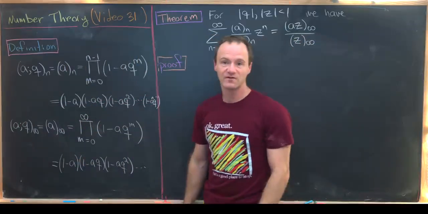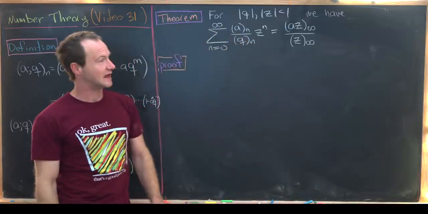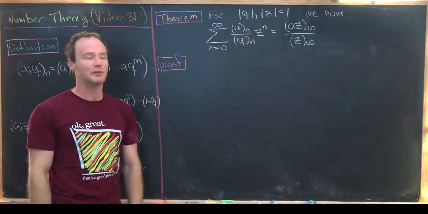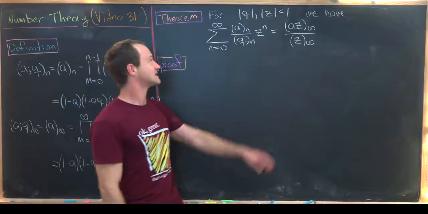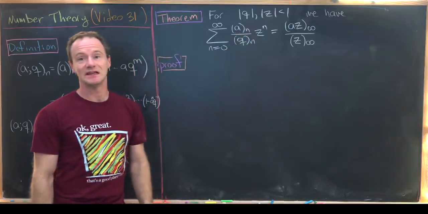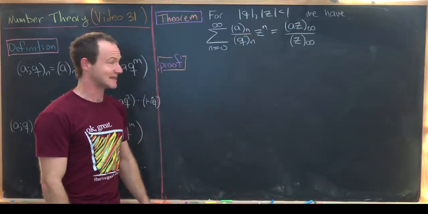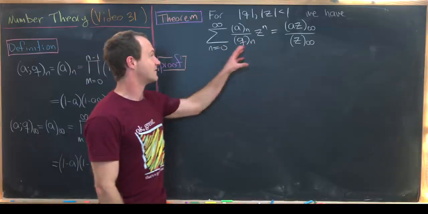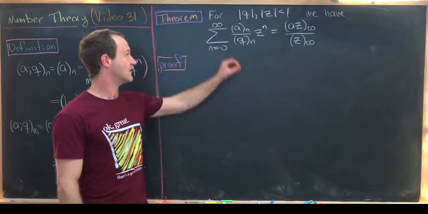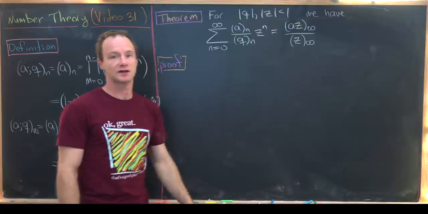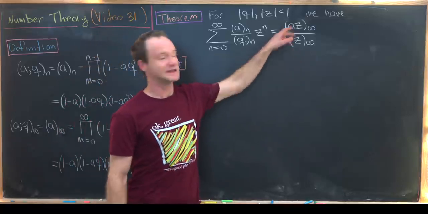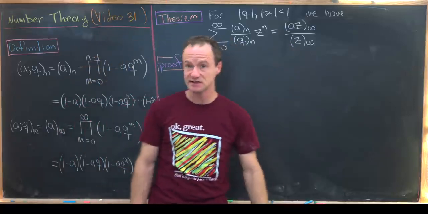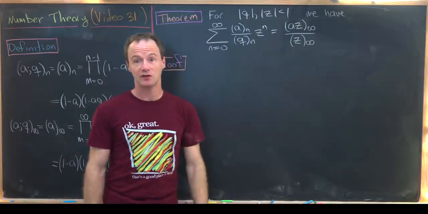Okay, so our first theorem that we'll prove today is sometimes called the Q-binomial theorem. And that says for q and z whose modulus is less than 1, we have the following equality of a sum and a product. So notice this right-hand side is a quotient of things like this. So it's just written purely as a product.